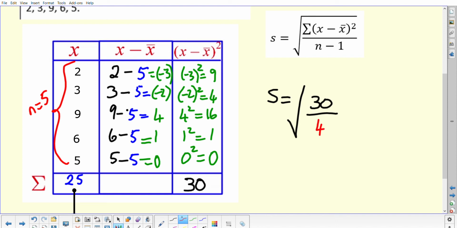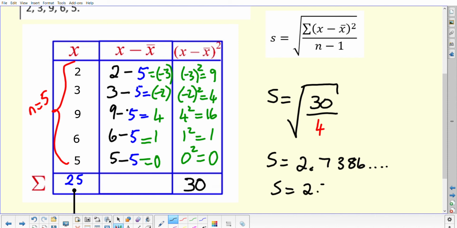So we're doing the square root of 30 over 4. If I do that in the calculator, I'm going to get a decimal. It's going to give me 2.7386, a whole load of other numbers. So I'm going to round that to 2 decimal places, and I'm getting that the standard deviation is 2.74, and that is it rounded to 2 decimal places.